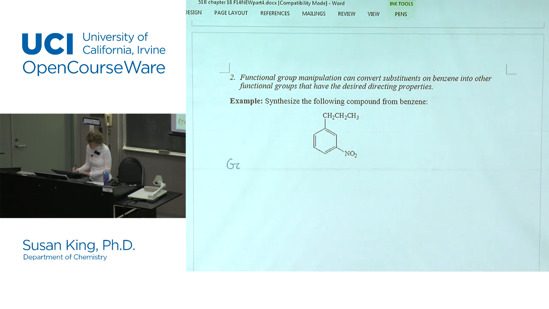Here's the good synthesis. Rather than Friedel-Crafts alkylation, we're going to do Friedel-Crafts acylation.